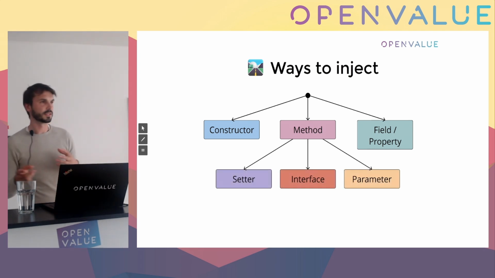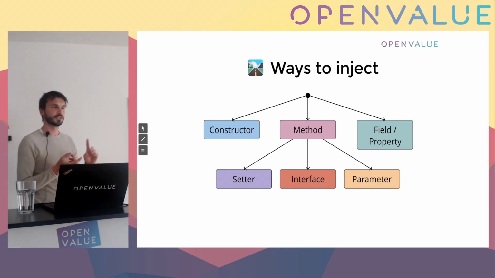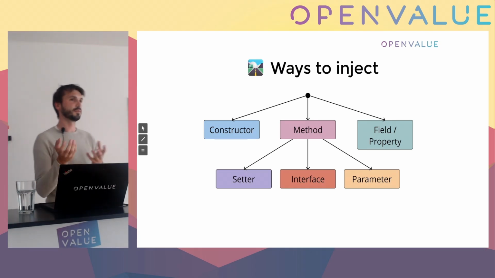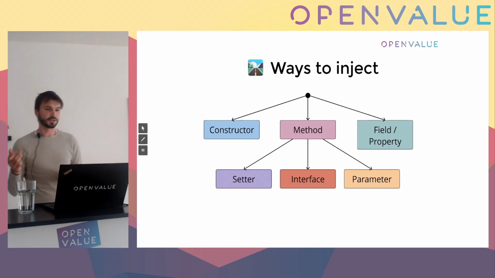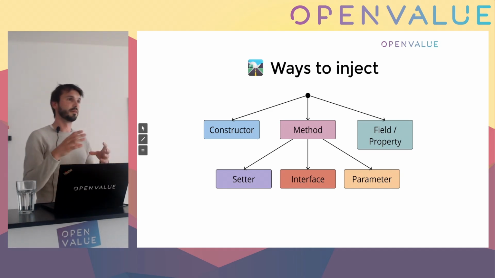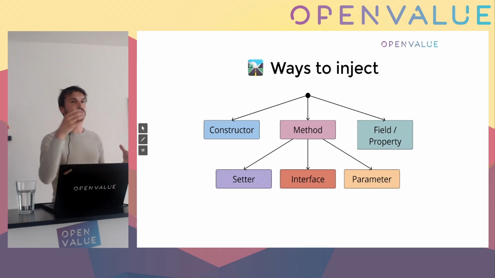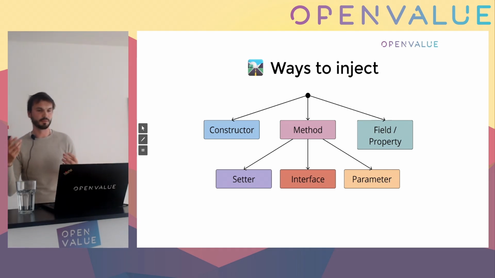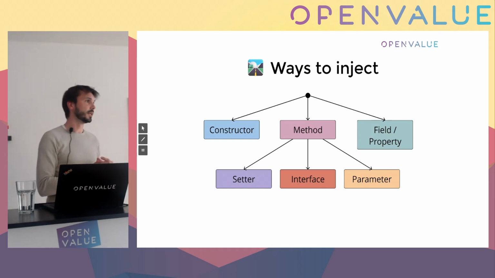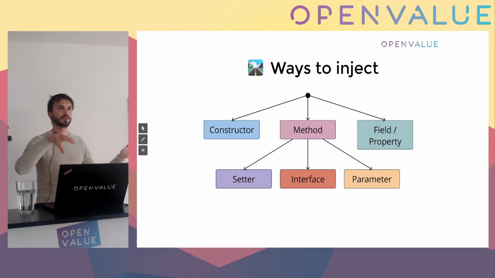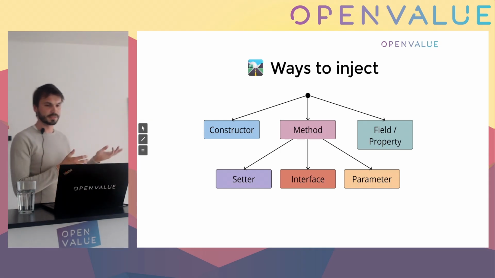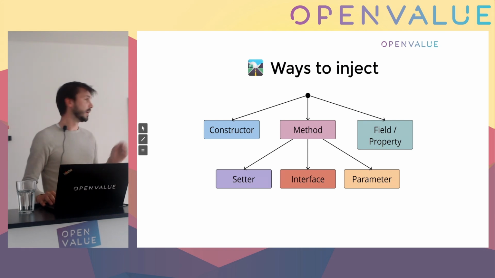There are some special cases of method injection, which is setter injection, where your method is called set x or whatever. There's also interface injection, which means the method for the injection is defined by an interface, which you implement. And you could also just pass the dependency as a parameter in the method where you already use it. That's parameter injection. But we can also look at them in detail.